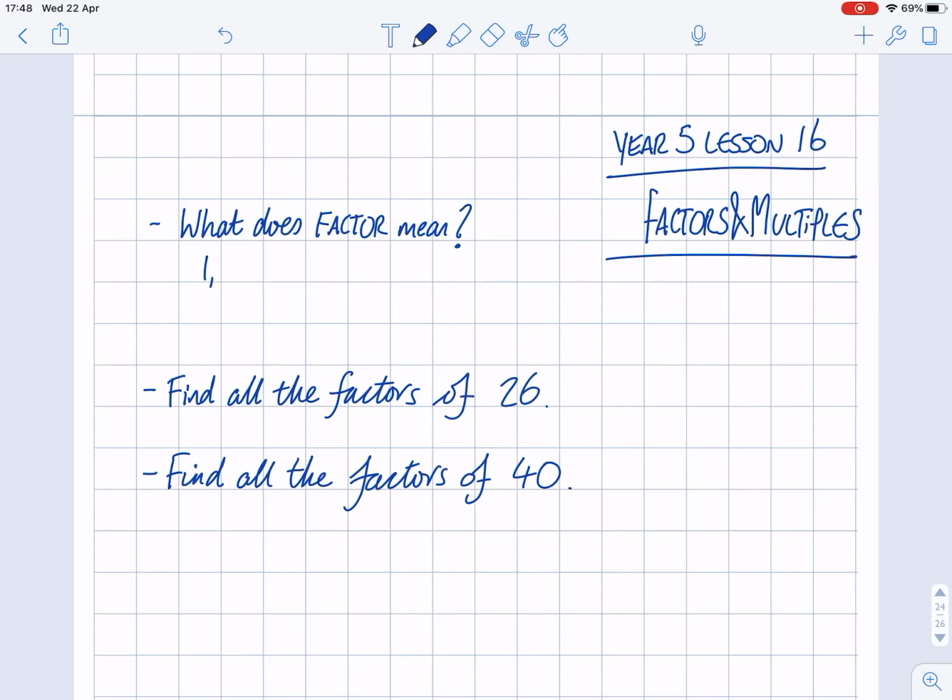Yes. Let's count up in twos. Do I land on 26? Yes. That's the way I like to do it. All right? So that's what a factor is. Factors are either all the numbers that you can count up in to land on your chosen number, or all the numbers that you can divide your chosen number by to leave a whole number answer.